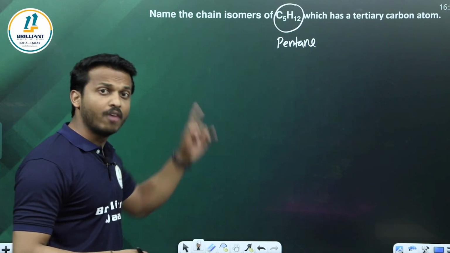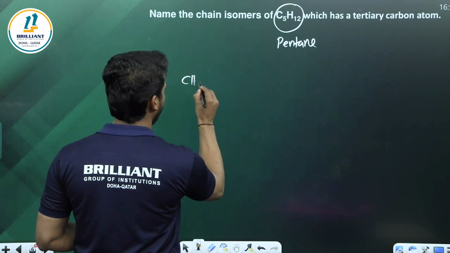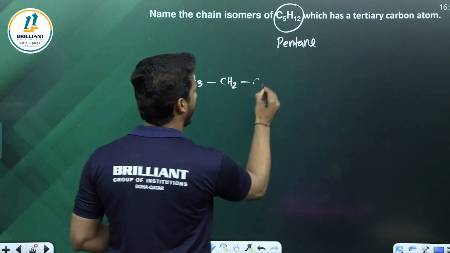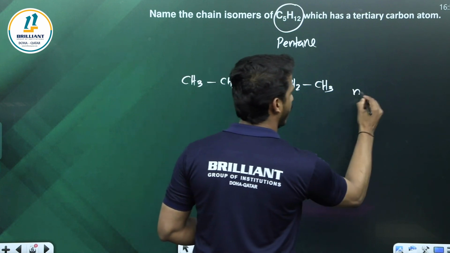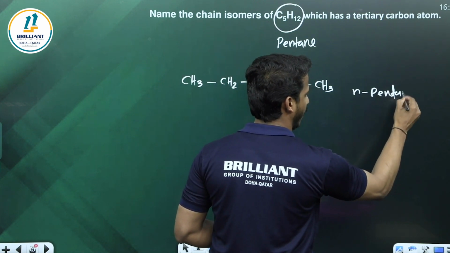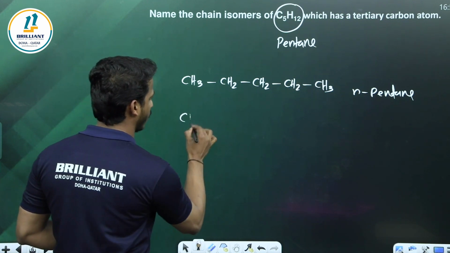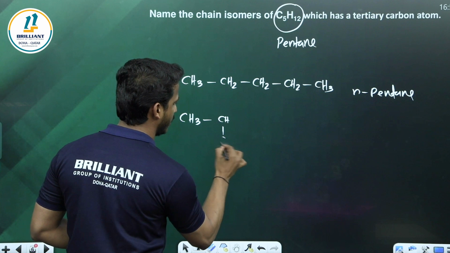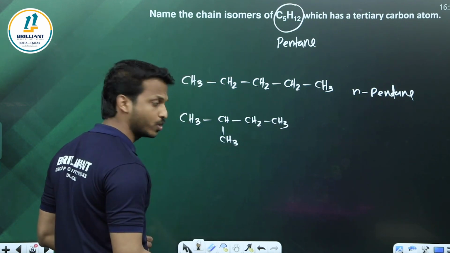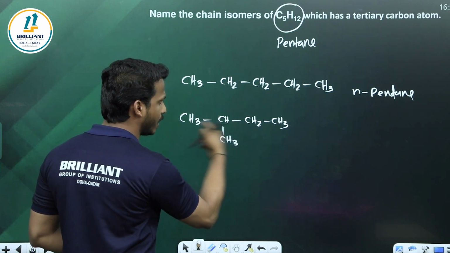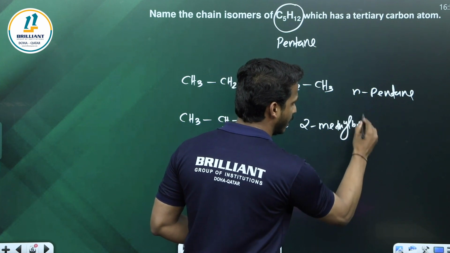You may have studied that for pentane, a total of 3 chain isomers are there. What are they? One is normal pentane, called n-pentane, C5H12. Now let me place one carbon as a branch. I can write it CH3, CH3, then we have CH2, CH3. What is the IUPAC name of this compound? 1, 2, 3, 4. 2-methyl butane, right? 2-methyl butane is the compound.